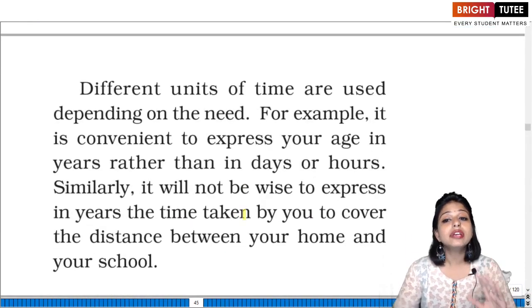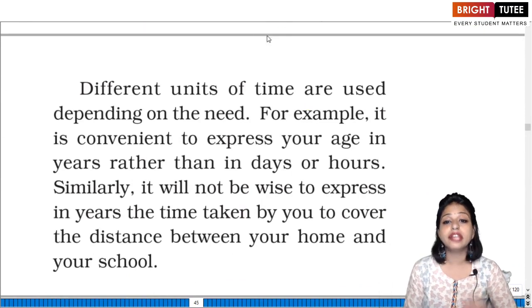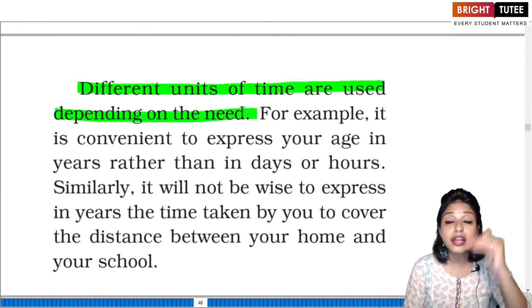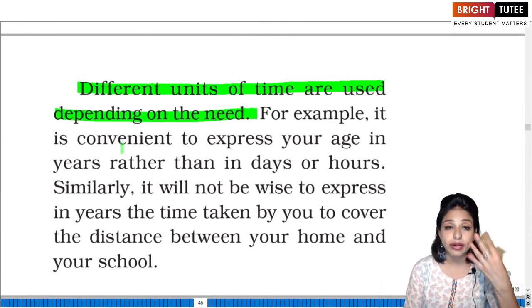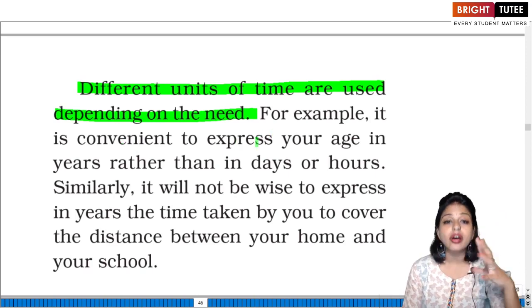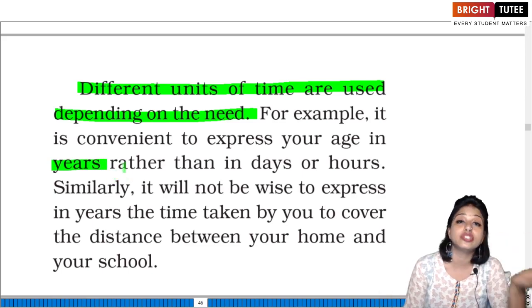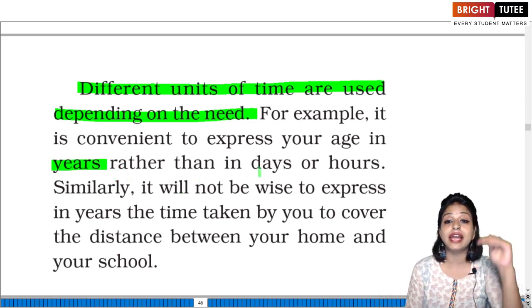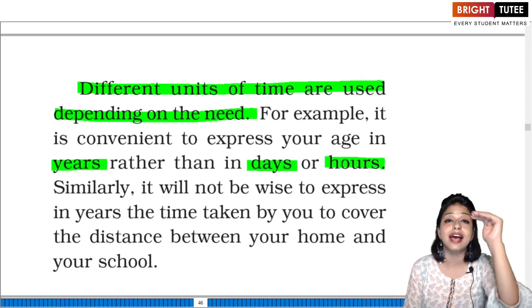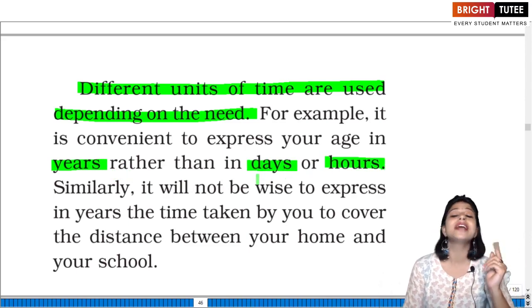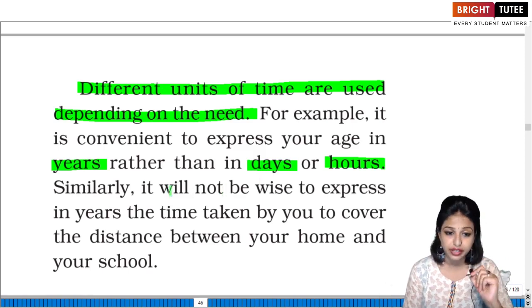Right, people? Now different units of time are used depending on the need. As I've already told you, the units can be minutes, seconds, hours, right? But we use it according to what we are referring to. Now, if you are expressing your age, it would be smarter to say that I am 13 years old, irrespective of saying how many days or how many hours I have been living for. That will be really a fun way of telling this, but it will be very, very confusing.